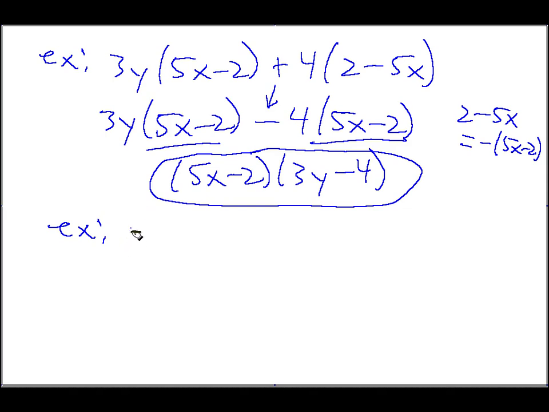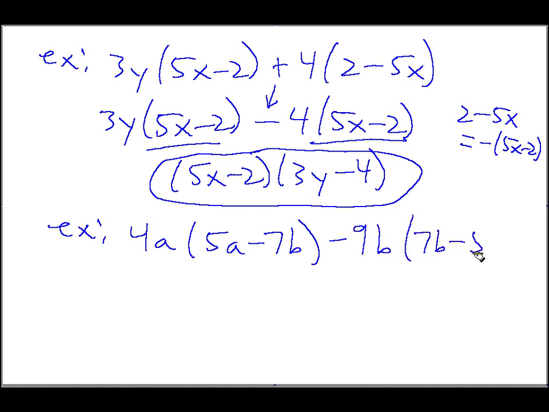Let's take a look at 4a times 5a minus 7b. Right, minus, let's make it 9b times 7b minus 5a. Okay, let's go and factor that one. Again, notice that 5a minus 7b and 7b minus 5a are switched around, so therefore they are opposites of each other. So therefore, I want to switch this around right here.